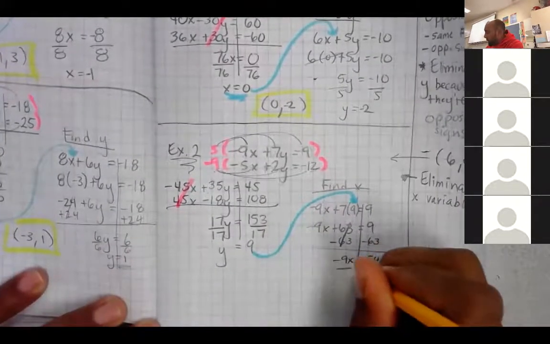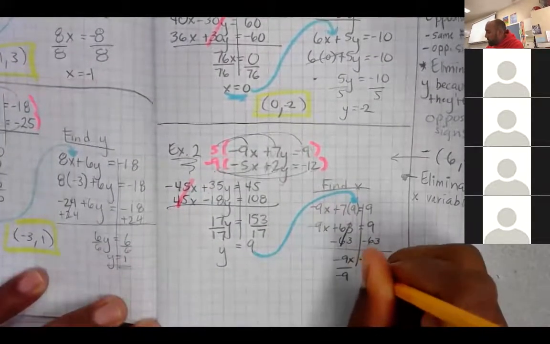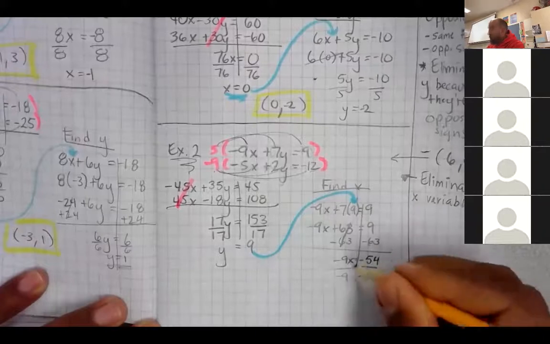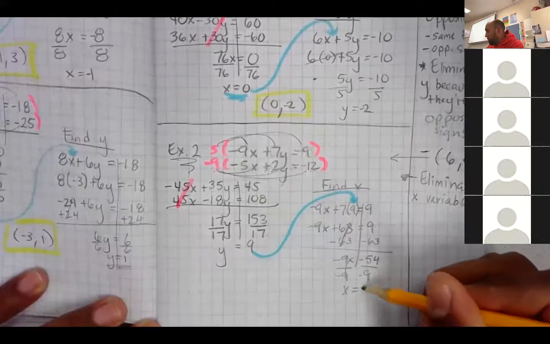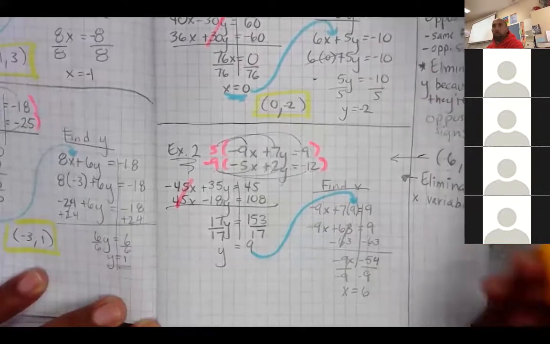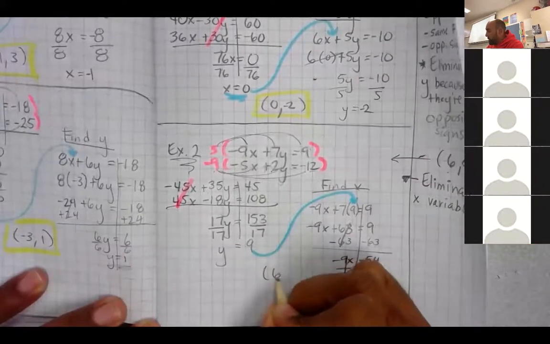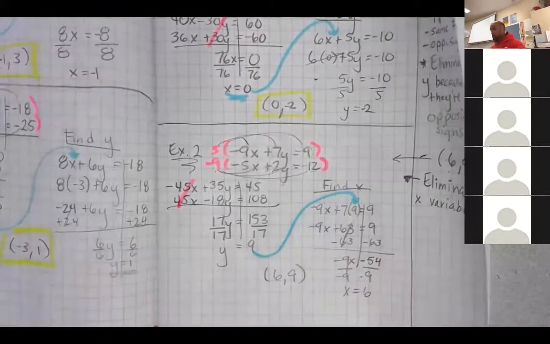All right, so now I divide both sides by negative 9. Remember, divide by the same sign. So negative divided by negative will be a positive, as it should be. All right, so we already know the answer, 6 and 9.